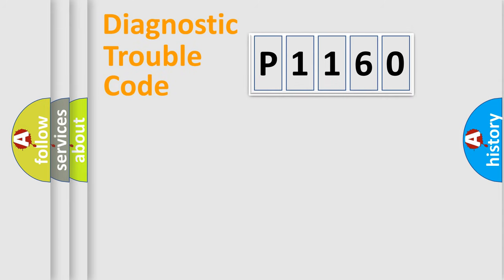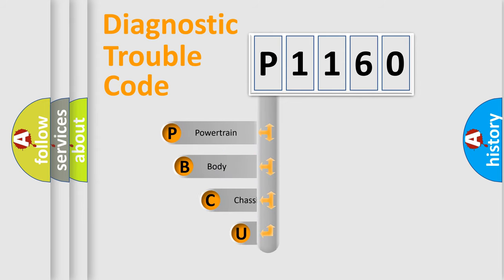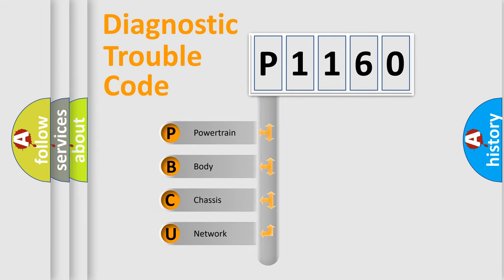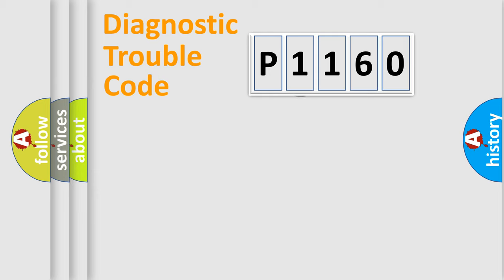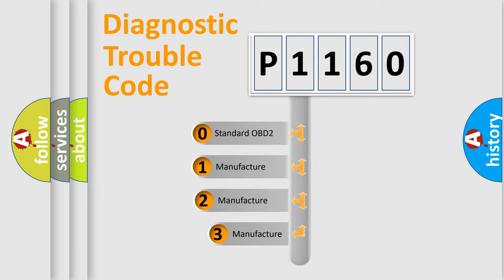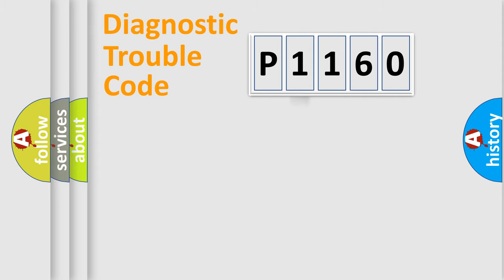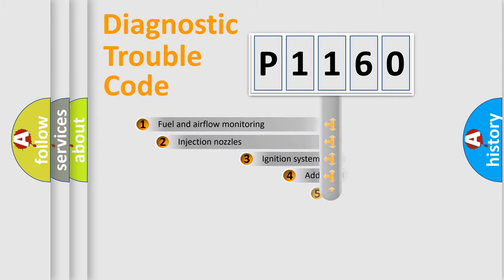Let's do this. First, let's look at the history of diagnostic fault code composition according to the OBD2 protocol, which is unified for all automakers since 2000. We divide the electric system of the automobile into the four basic units: powertrain, body, chassis, network. This distribution is defined in the first character of the code. If the second character is expressed as zero, it is a standardized error. In the case of numbers 1, 2, 3, it is a more specific expression of a car-specific error.